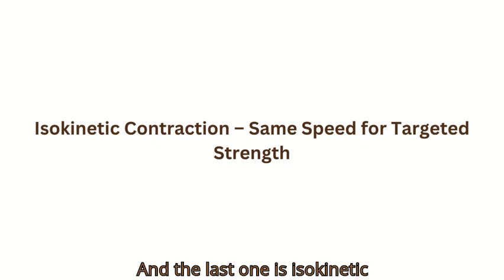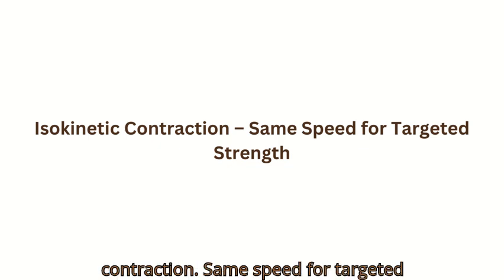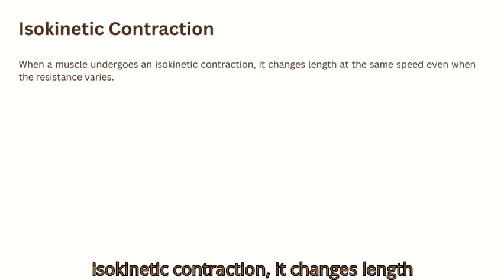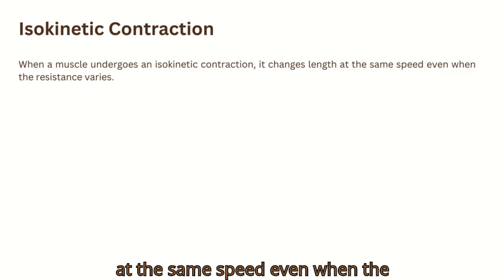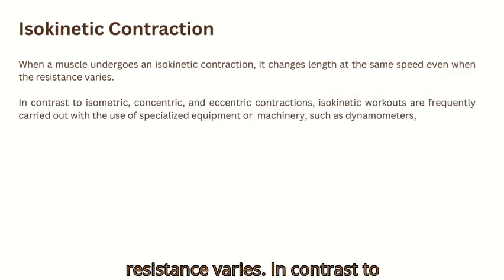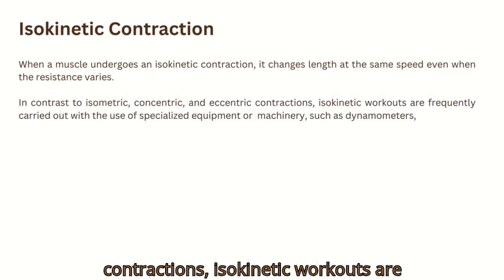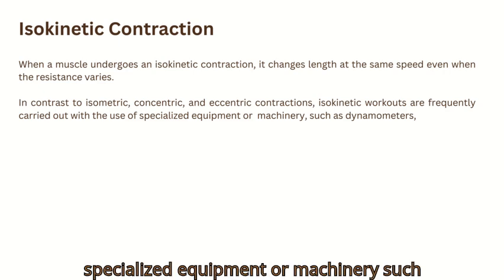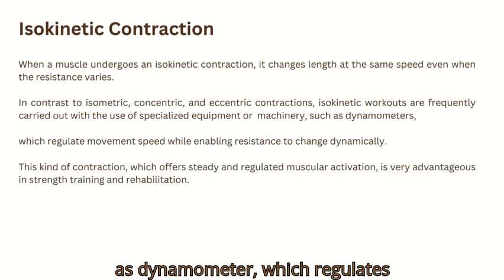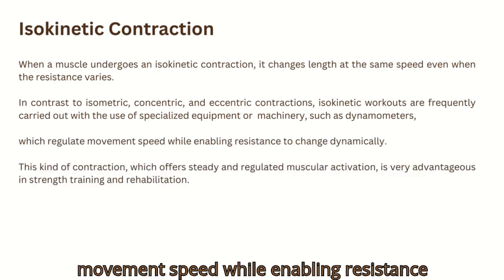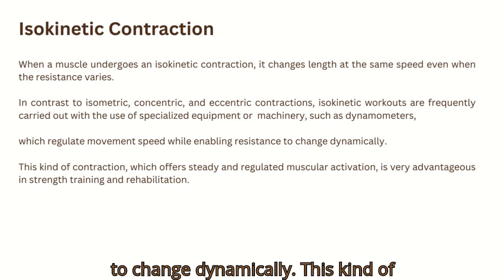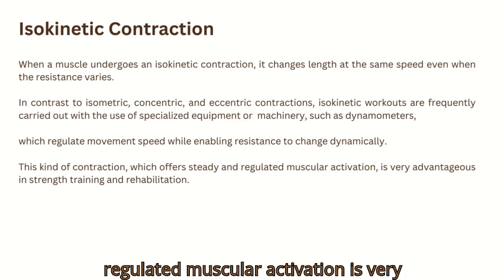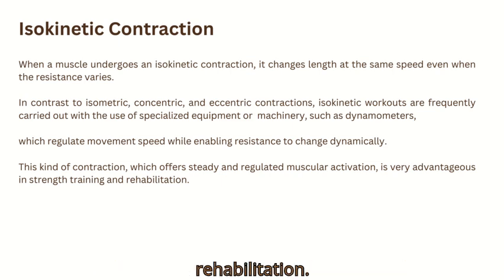And the last one is isokinetic contraction. Same speed for targeted strength. When a muscle undergoes an isokinetic contraction, it changes length at the same speed even when the resistance varies. In contrast to isometric, concentric, and eccentric contractions, isokinetic workouts are frequently carried out with the use of specialized equipment or machinery, such as a dynamometer, which regulates movement speed while enabling resistance to change dynamically. This kind of contraction, which offers steady and regulated muscular activation, is very advantageous in strength training and rehabilitation.